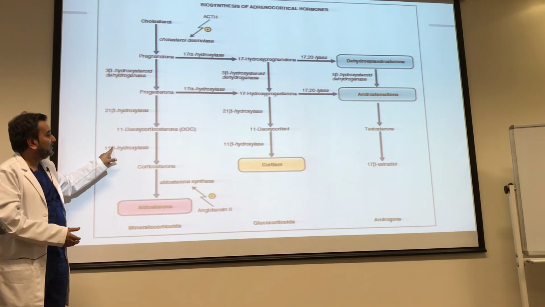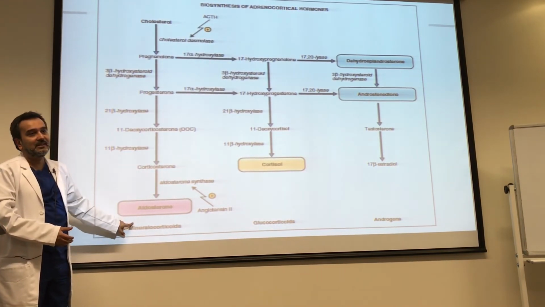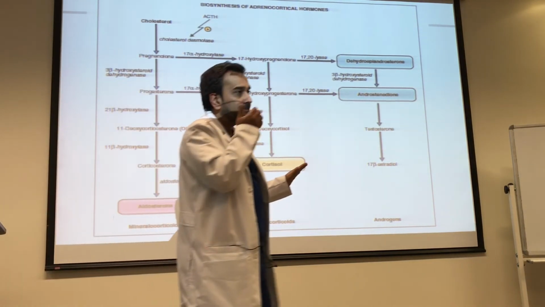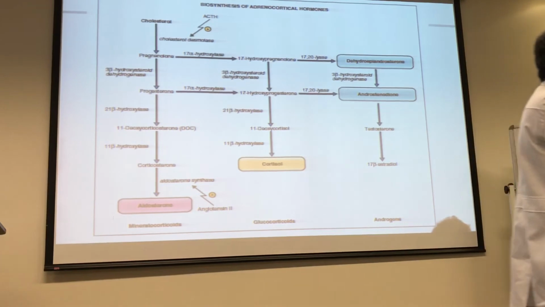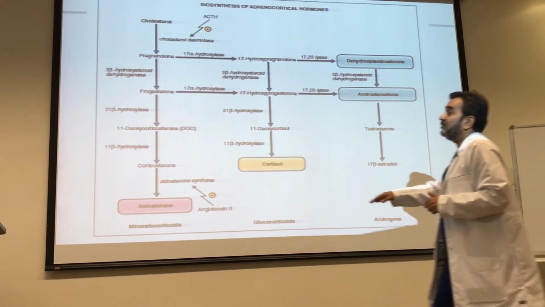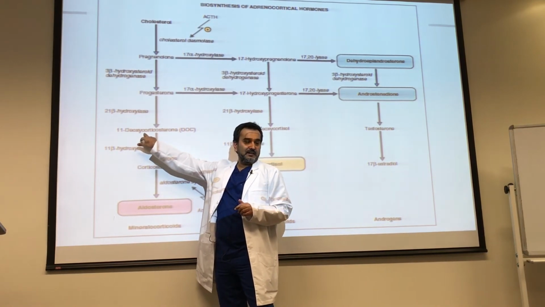But if you have deficiency of this, you are not producing this, this, or this, so you have no mineralocorticoid activity. Yes? If it still has mineralocorticoid activity, how would we know this deficiency? You check the enzyme levels. For aldosterone? Yes. Or you would start to look at the levels of the intermediates.